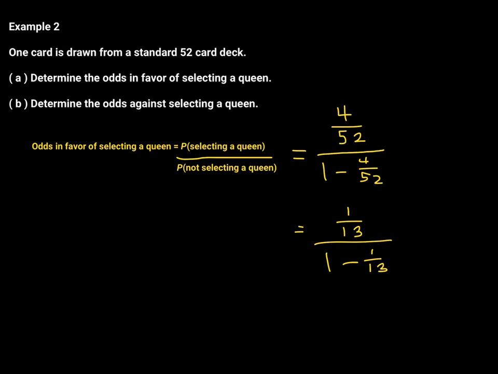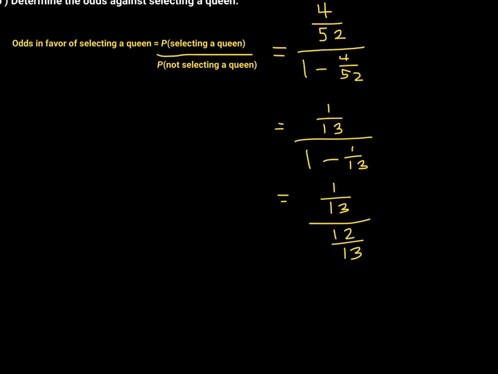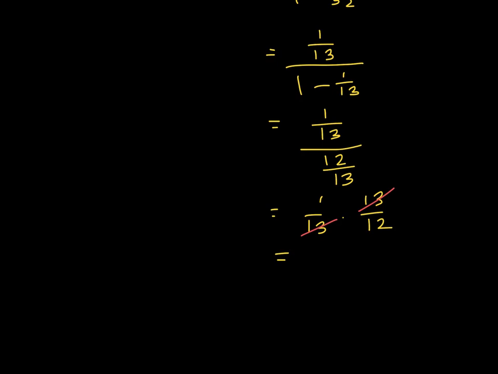Okay, anyway, so then this is equal to 1/13 over 12/13. 1 whole minus 1/13 is 12/13. So then this is 1/13 times 13/12. And so you see, hopefully, that these 13s divide out. And so the odds in favor of selecting a queen are 1 to 12. 1 to 12 are the odds in favor of selecting a queen.